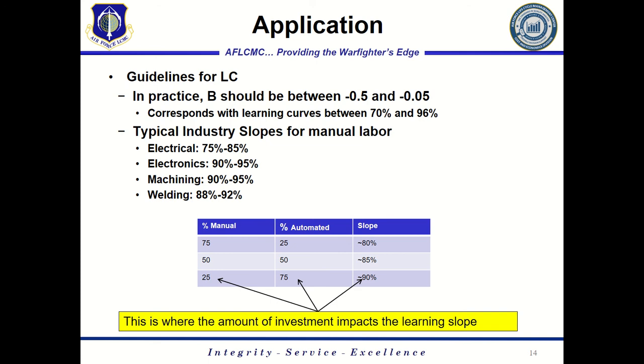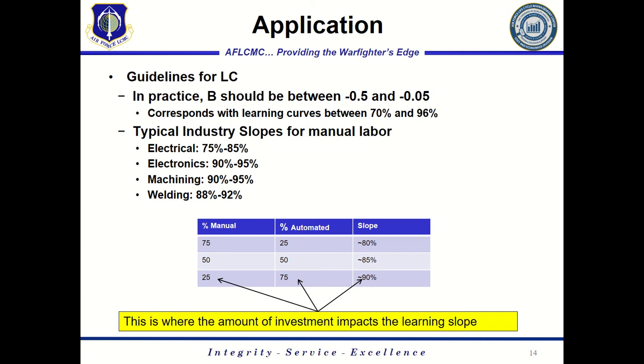It's important to note this is also where companies invest their money in order to automate things. It's going to impact the learning curve slope. So if you know a company that you're working with is preparing to make a big investment in automation of a certain production line, you may want to address that in your learning curve assumptions or learning curve calculations in order to account for the impact that will have to learning.